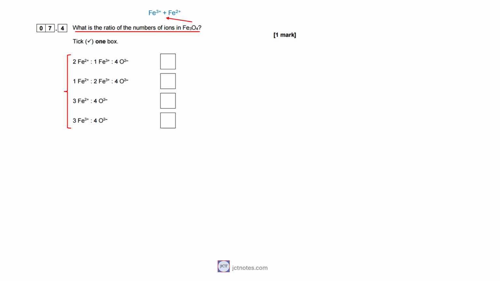To work out the correct ratio, we use the golden rule of ionic compounds. The total positive charge must equal the total negative charge, so the overall charge is 0. Let's start with the oxygen ions. There are 4 oxide ions, and each oxide ion has a charge of 2-. 4 multiplied by -2 gives a total charge of -8. That means the 3 iron ions must have a total charge of +8 to balance it.